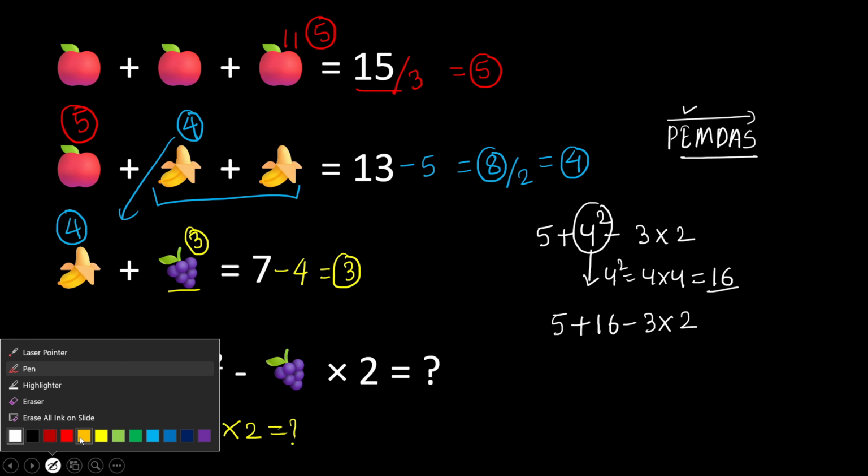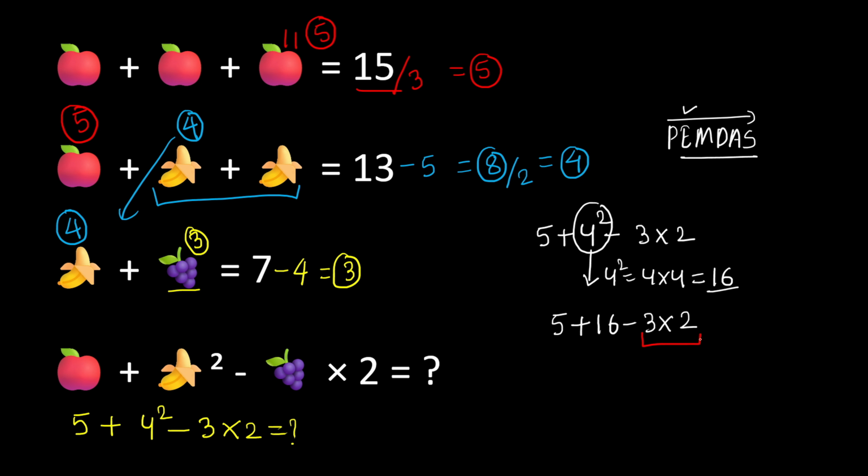Now according to PEMDAS we have to operate this multiplication first, so we will write 3 times 2, that is equal to 6 here. Okay, so next it will be written as 5 plus 16 minus 6, like this. Now as you know, addition and subtraction have equal value, so we will go left to right here. We will operate this first addition, that is 5 plus 16. So we will get the answer 21 minus 6, and 21 minus 6 will be 15.